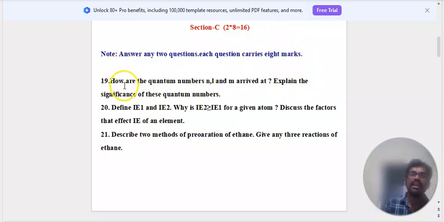So you can see the 19th one. How are the quantum numbers n, l and m arrived at? Explain the significance of these quantum numbers. Then you can see the 20th question.